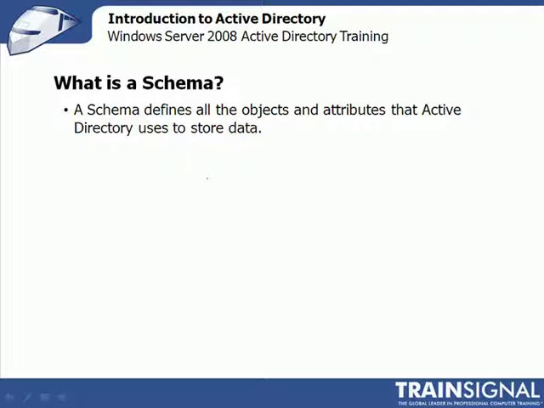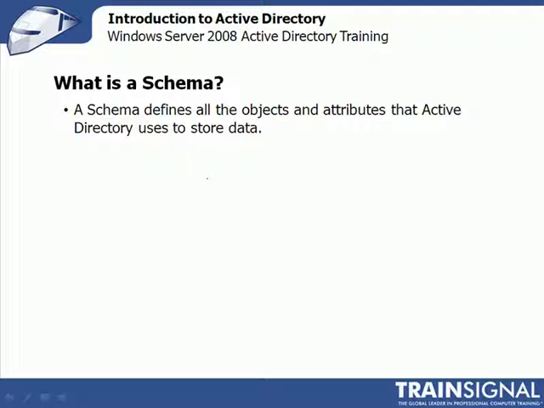When I said it's kind of like a blueprint of information, well, it's the structure. The schema is kind of the structure of the database. It's what defines that a user object, for instance, has a first name and a last name and a password and a department and a phone number, etc. All of those attributes that a user object contains, which we'll see when we get into the operating system, are defined by the schema.